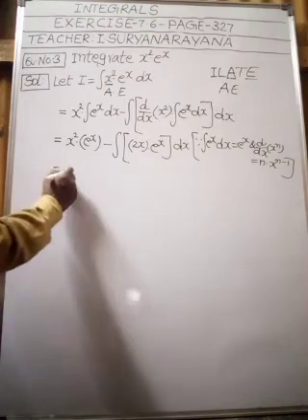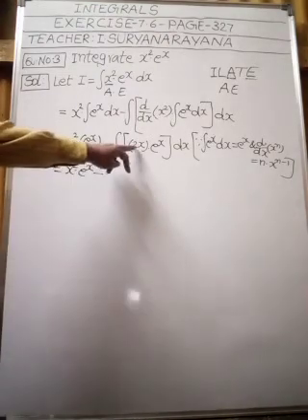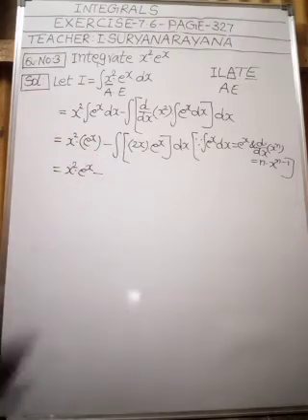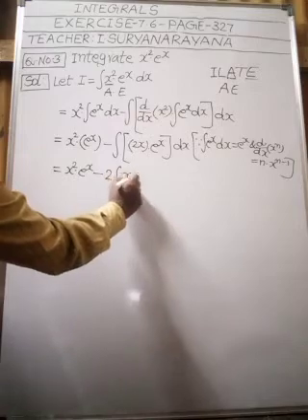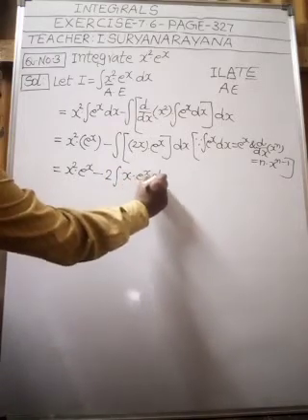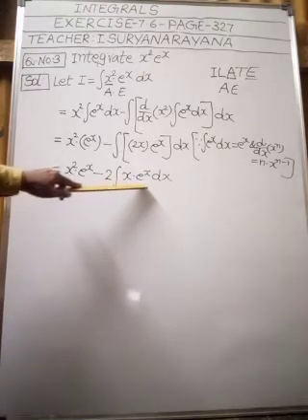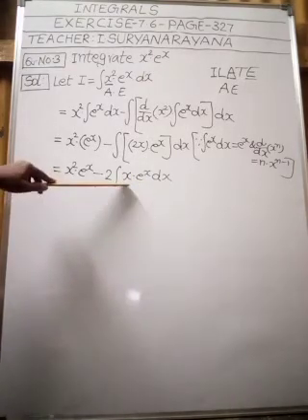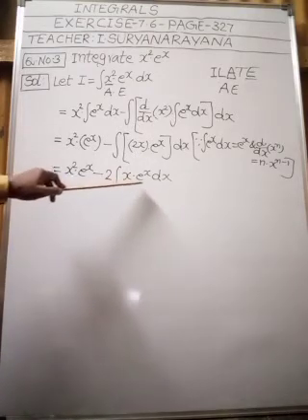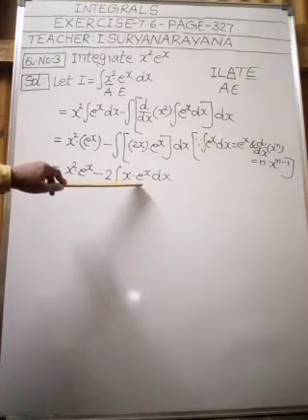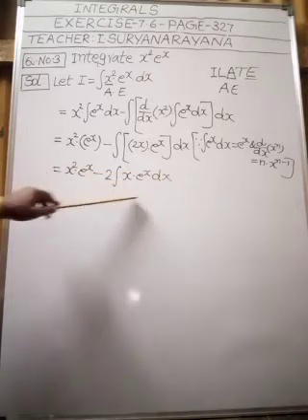X square e power x minus, here 2 is a numerical coefficient, we can write it before the integral sign. So minus 2 into integral x e power x dx. Okay, my children, understood this part? Right. Again, if you observe, this is also product of two functions. This is the first function, this is the second function. Again, we have to apply integration by parts method for this part.